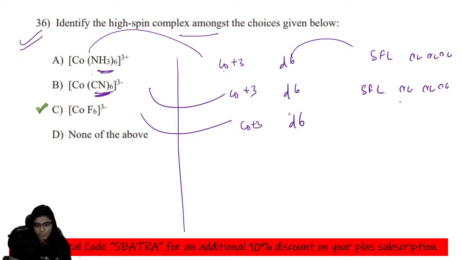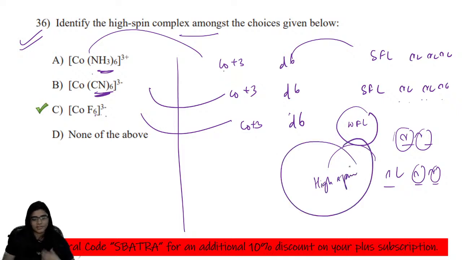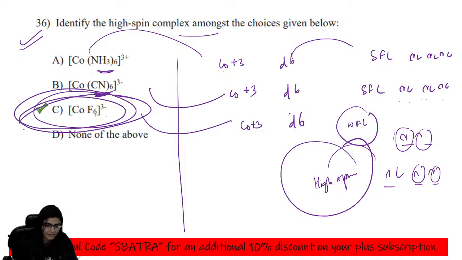So this is d6, 1 2 3 4 5 6. Cobalt 3 positive, F negative is not a strong field ligand, it is a weak field ligand. So if F negative is a weak field ligand, this is going to be your t2g set 1 2 3 4 5 6, right? You can see you have unpaired electrons over here, and there is no need of pairing, so this is a high spin complex. So option C is going to be your correct answer.